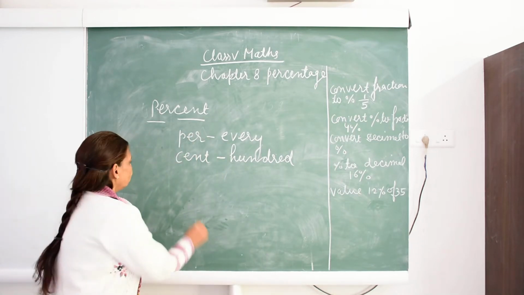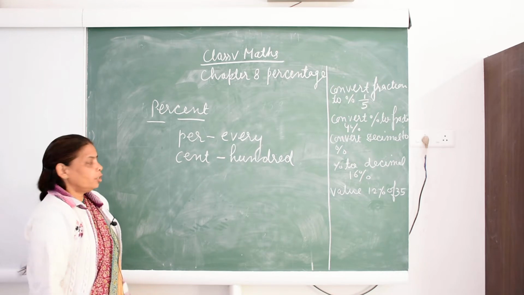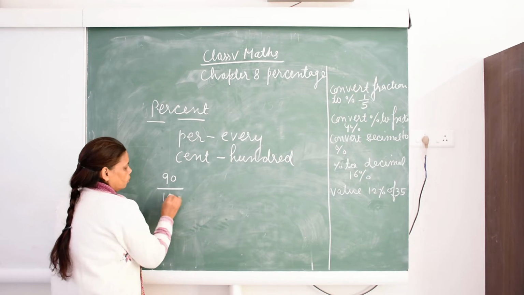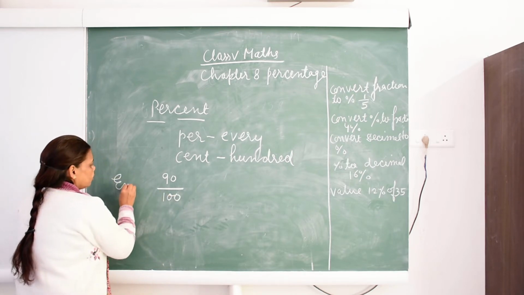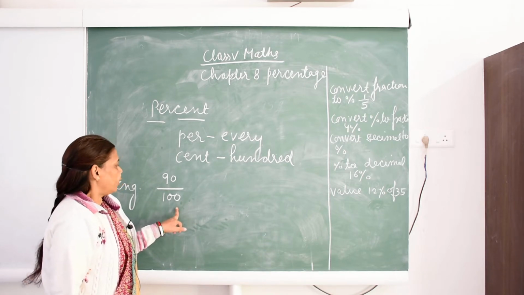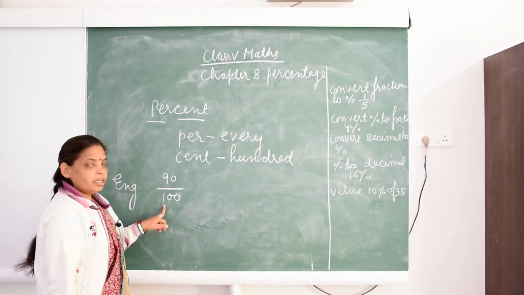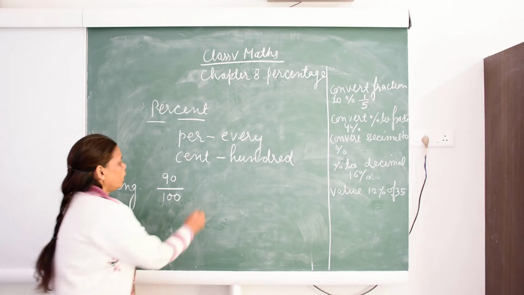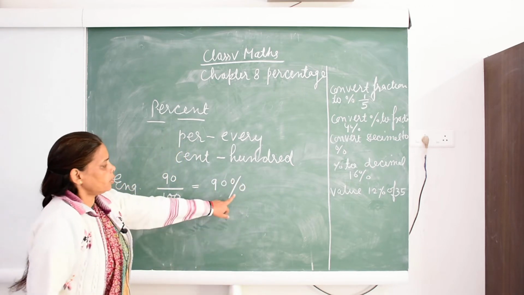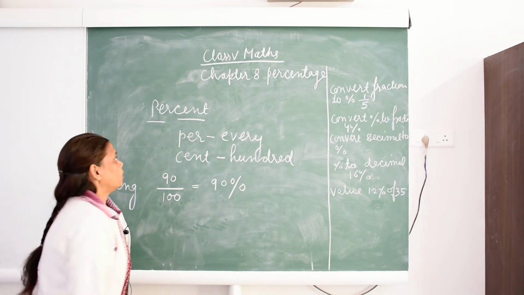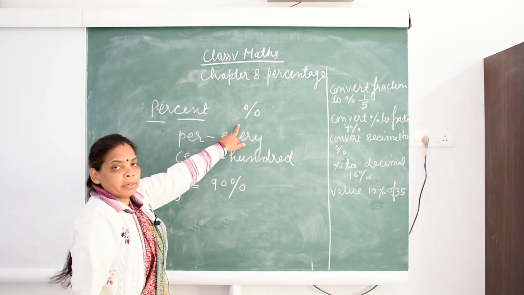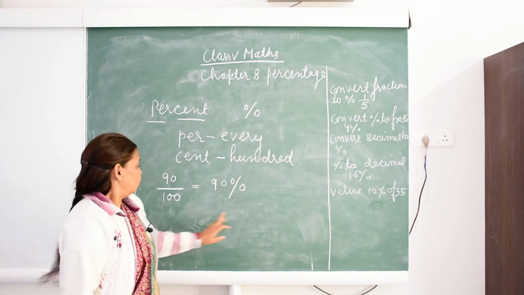So children, let's take an example. If you are getting 90 marks out of 100 in English, here you see the denominator is 100. So simply you say 90%. This is the symbol of percentage. This symbol represents the percentage.